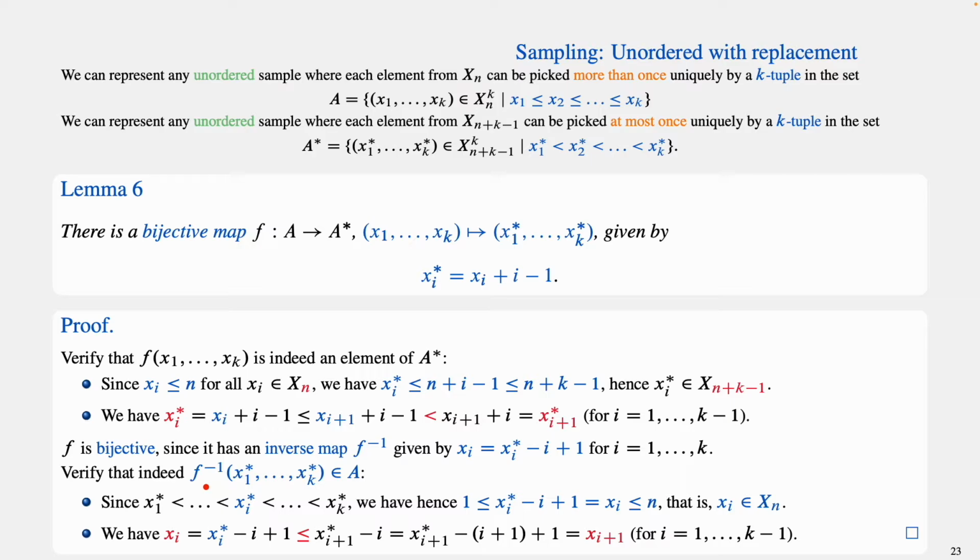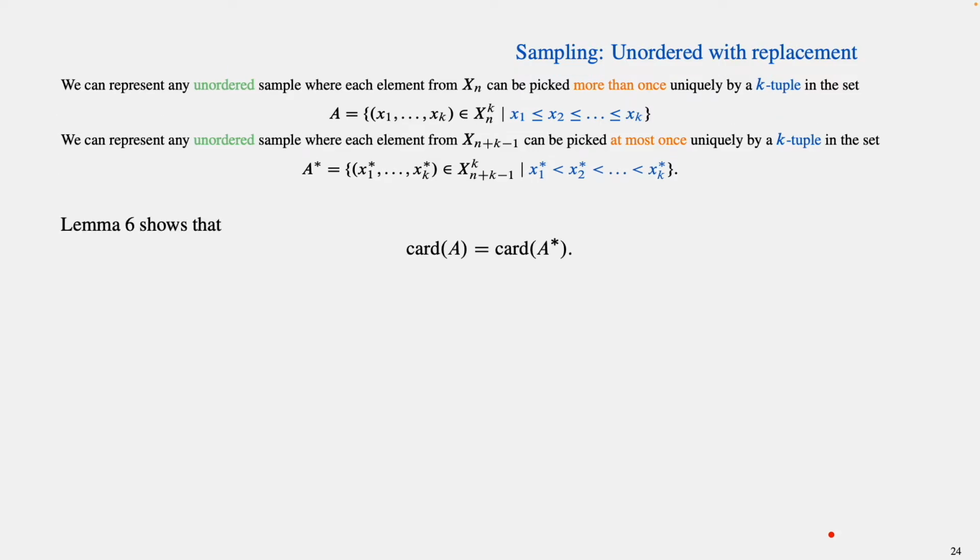So indeed, f to the minus 1 maps any tuple x1 star to xk star from the set A star into the set A. And so it's a well-defined inverse map for f. And this shows that f is bijective, and indeed we have a bijection between these two sets A and A star. Now, we use this to show that the cardinality of the set A, as defined here, is the same as the cardinality of the set A star.